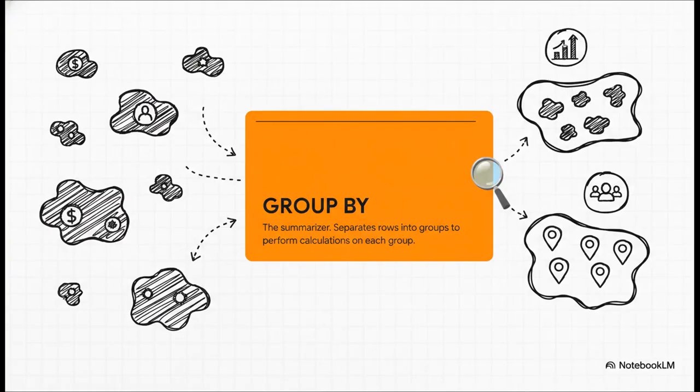And this is a big one, group by. This clause is an absolute game changer. It's the one that lets you zoom out and see the bigger picture. Instead of looking at 1,000 different sales records, group by lets you bundle them up. It lets you ask questions like, what are the total sales for each customer? Or what's the average sale in each region? It creates those summary buckets for us.